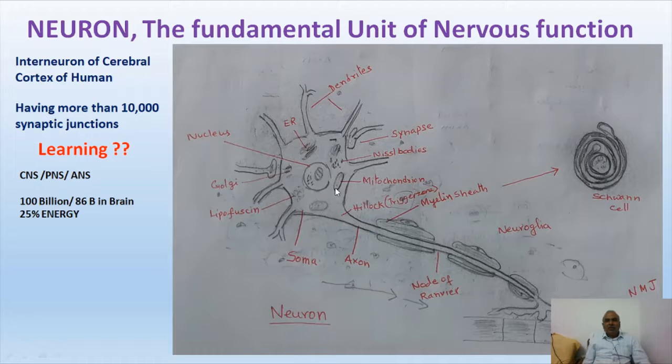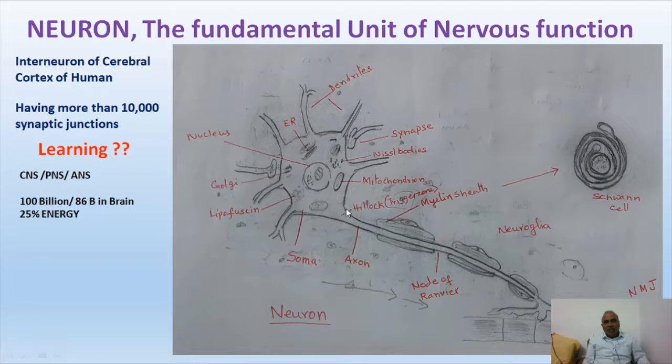A neuron does not divide. Cell division is not there for a neuron because cell-dividing structures like centrosomes and centrioles are not there. So once damage occurs to a neuron, that damage will be permanent. When a neuron that is controlling our hand is damaged, we get paralysis. That particular organ does not perform its function because the neural control is lost. That's why neurons have no regeneration capacity.